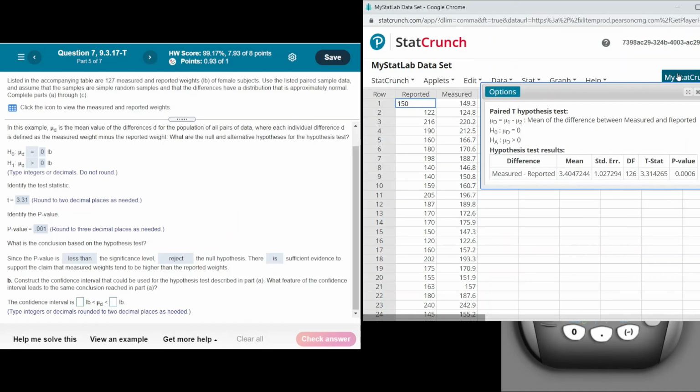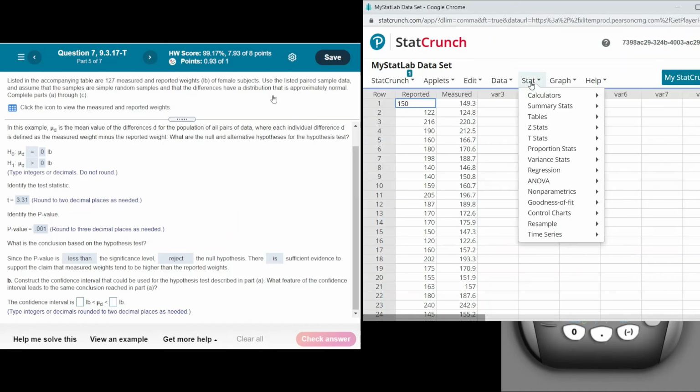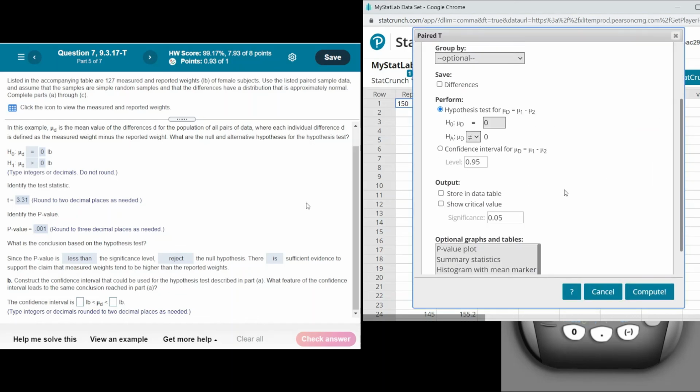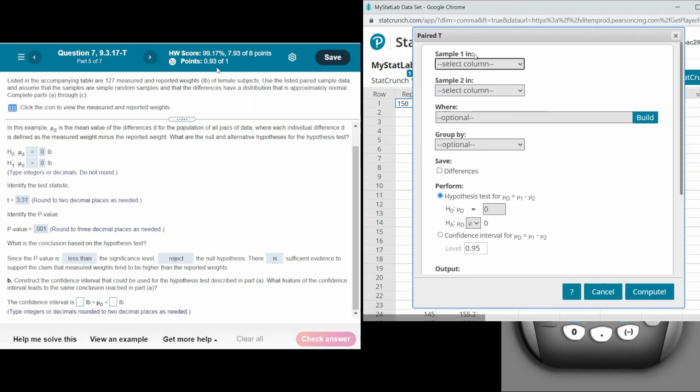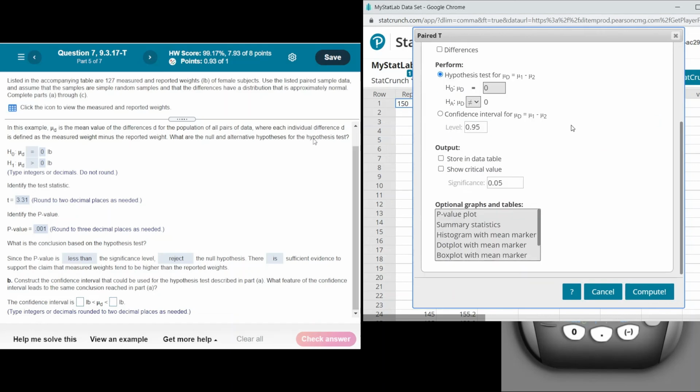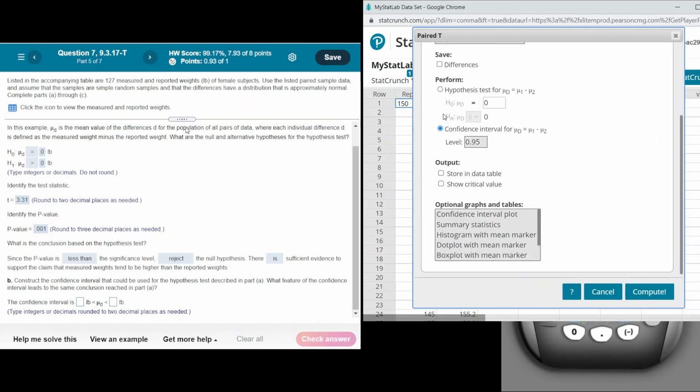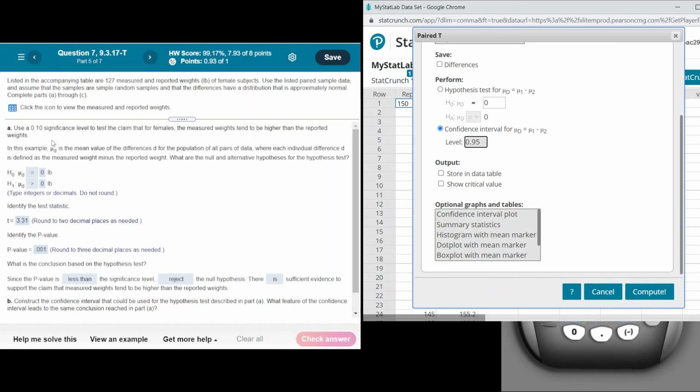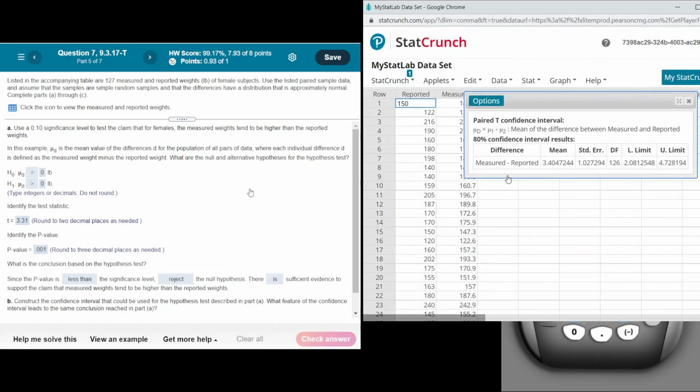Anyway, let's go ahead and find the confidence interval. Go to stats, go to T, go to paired. We're gonna go to measured minus reported because that's what they defined it as. Going to choose the confidence interval. This was 0.1, so we're going to do 1 minus 0.1, so that's 0.8.